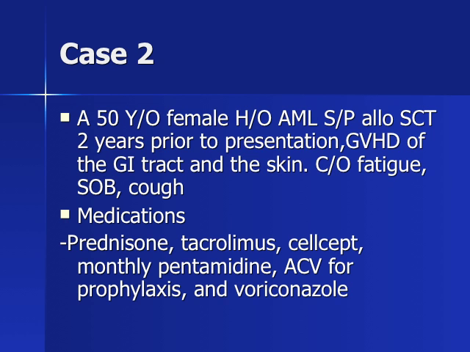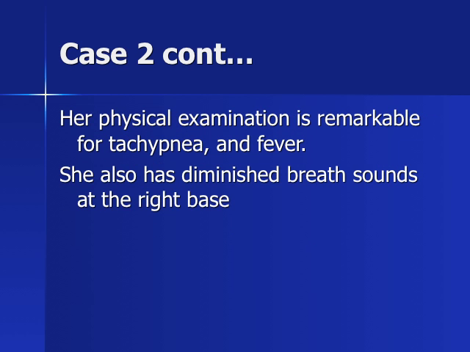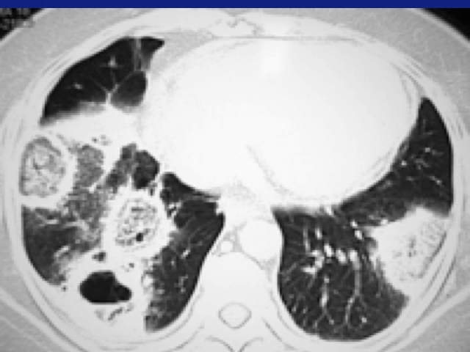Let's do another case. A 50-year-old female who had an allo stem cell transplant 2 years prior to presentation. She has GVHD of the GI tract and the skin. She complains of fatigue, shortness of breath, and cough. Her medications include prednisone, tacrolimus, CellCept, Bactrim for PCP prophylaxis, and acyclovir for HSV and VZV prophylaxis, and also voriconazole. Her physical examination is remarkable for tachypnea and fever. She has diminished breath sounds at the bases. You do a CAT scan and you see this.